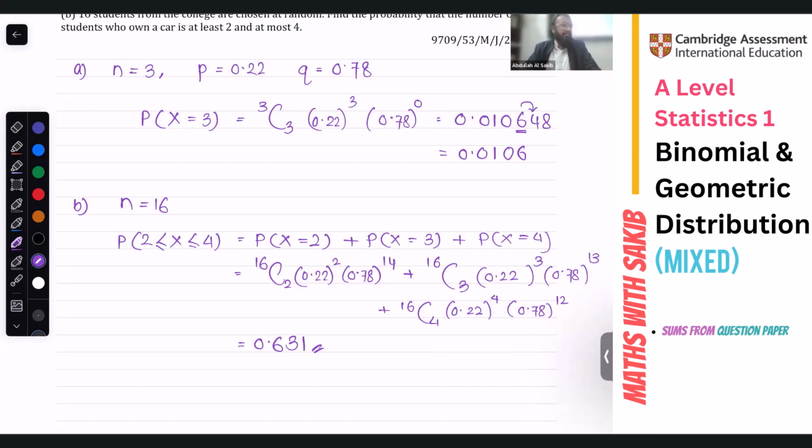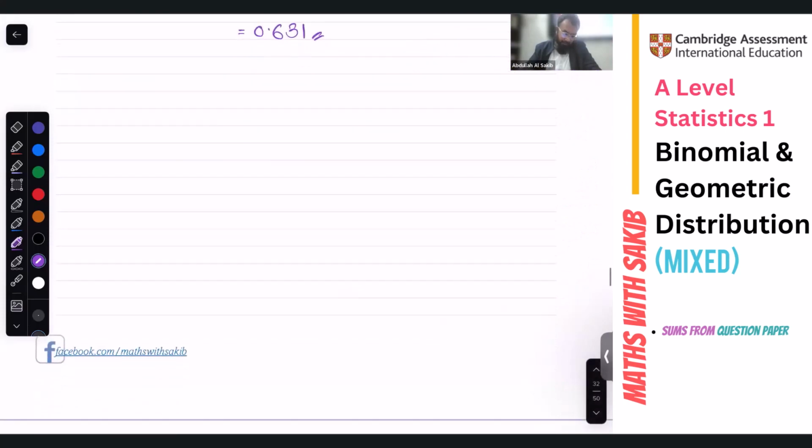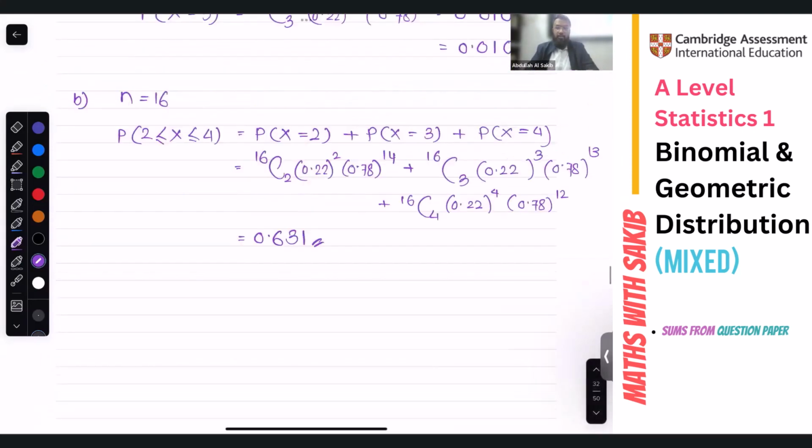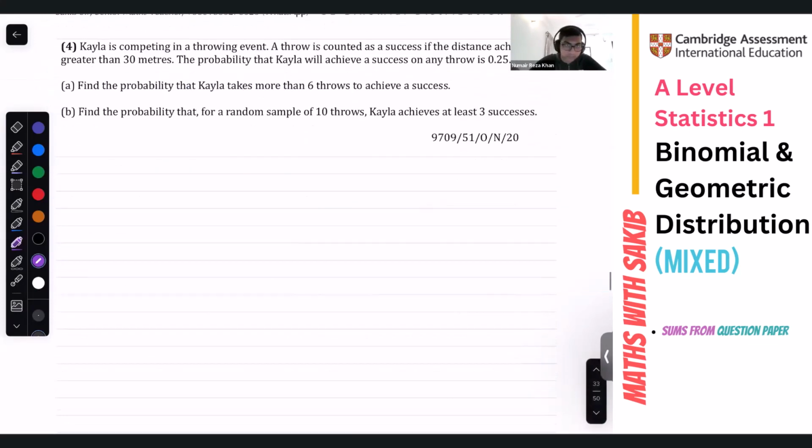Isn't it easy? So from the next class, we're going to start our new chapter, the last chapter. Okay, question number 4. Ready? So Nusra, the answer is 0.631. Numar, have you got the same answer? Yes, sir. Okay. So question number 4.